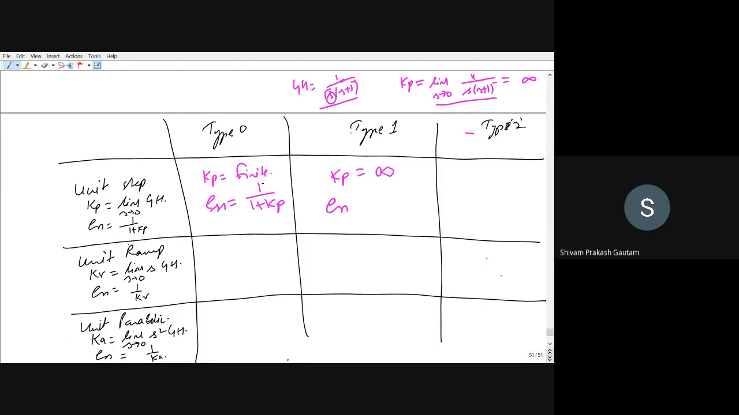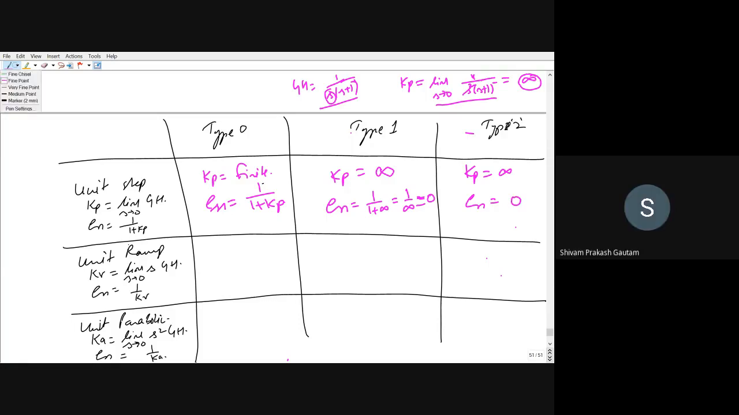And what is the steady state error? That is 1 upon 1 plus infinite. So this will be equal to how much? 1 upon infinite, that will be equal to 0. So for a type 1 system, if you are having unit step as an input, the steady state error will be 0. Similarly, if you are having a type 2 system, instead of s, I am having s square. What will be Kp? Kp will again be infinite. And what is the steady state error again? 0.